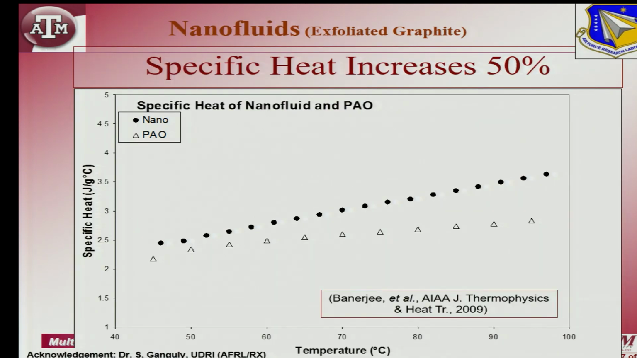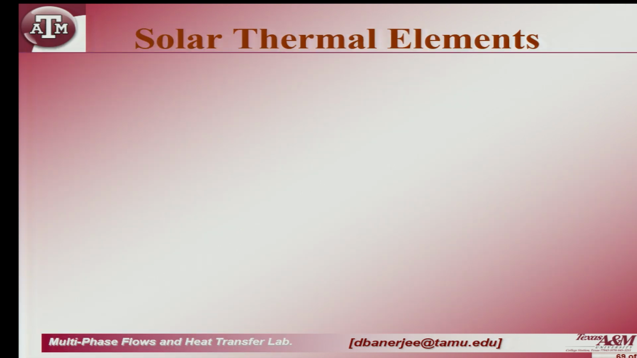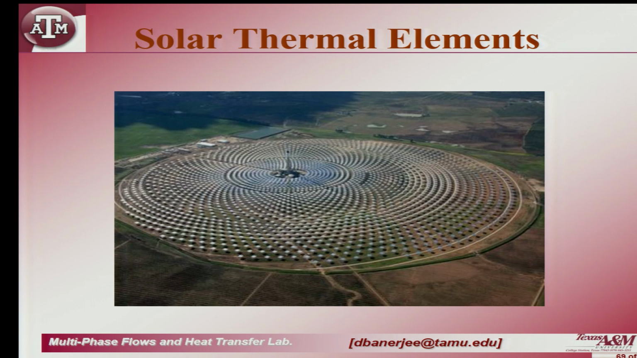The second implication of this work is that your heat capacity goes up. Okay. So, this is for graphite, this is without graphite nanoparticles, this is with graphite nanoparticles, specific heat as a function of temperature. Same thing with carbon nanotube, without nanotubes, with nanotubes, there is almost a 50% jump in the heat capacity. And so, we decided to use it for solar thermal application.